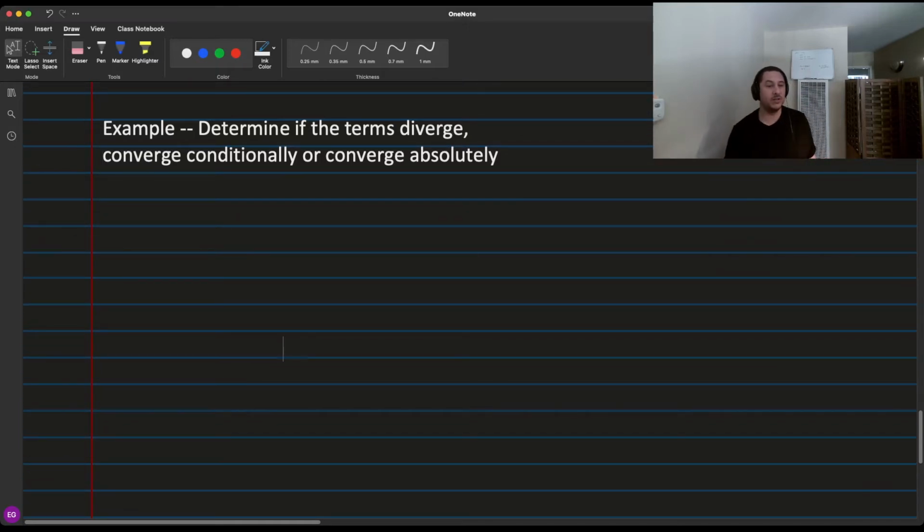So there's three options. You can diverge. They might converge conditionally, which means the absolute value diverges. Or you can converge absolutely, which means the series converges and the absolute value of the terms of the series converge.